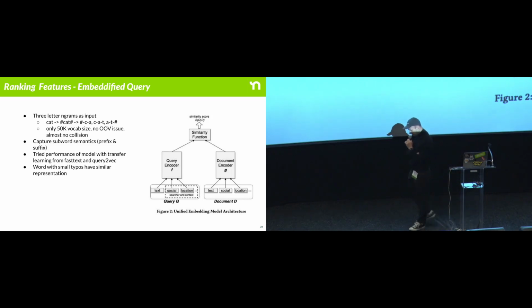With this little trick, we are reducing our space from several million to just 40 to 50,000 tokens. We are resolving the out-of-vocabulary issue, and there is almost no collision. This particular approach is able to capture the subword prefixes and suffixes.